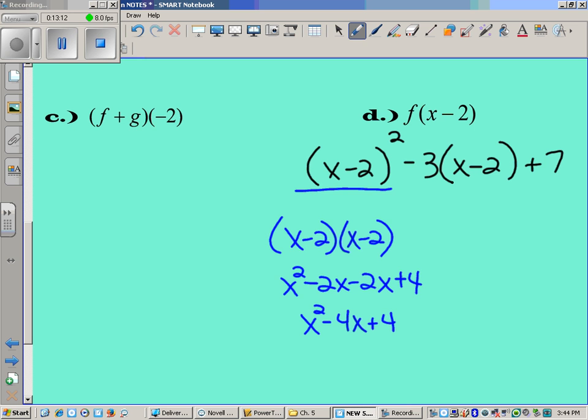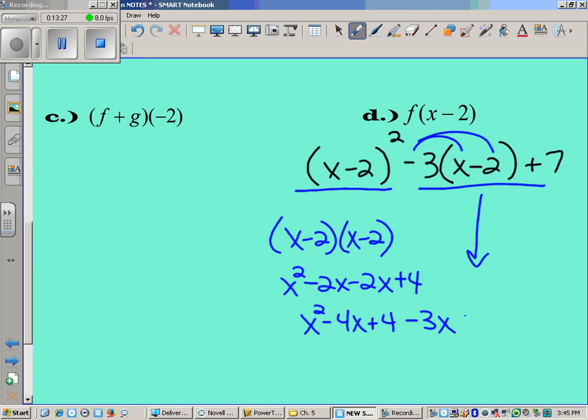So now that I've combined my like terms, is that my final answer? X squared minus 4x plus 4? No. Don't I still have all this stuff I need to add to my list of terms? So let's take this negative 3, let's distribute it through.